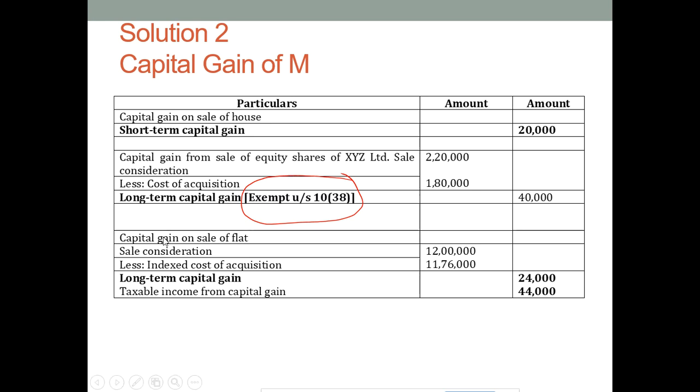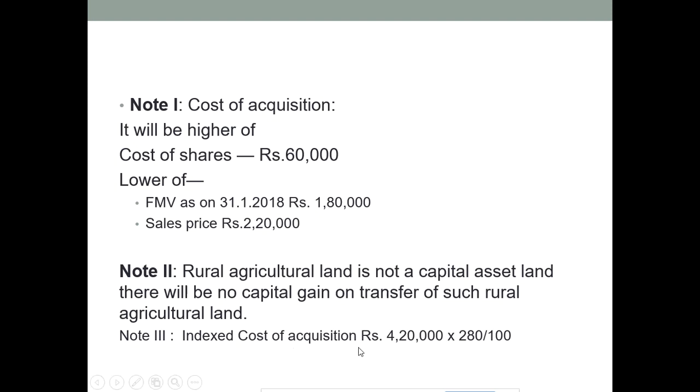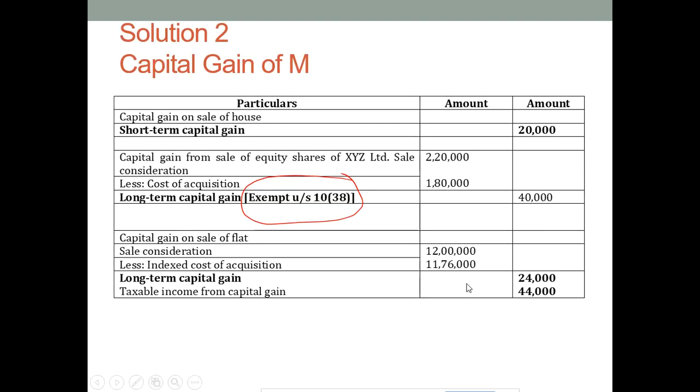Sale of equity shares. Capital gain on sale of flat. Sale consideration is 12 lakhs. Indexed cost of acquisition is 11 lakh 76,000. We have calculated the indexed cost of acquisition of 11,76,000 in this way: 4,20,000 into 280 by 100, it becomes 11,76,000. So this way it is being calculated. So long term capital gain is 24,000. So this is the short-term capital gain, and this is the long-term capital gain.